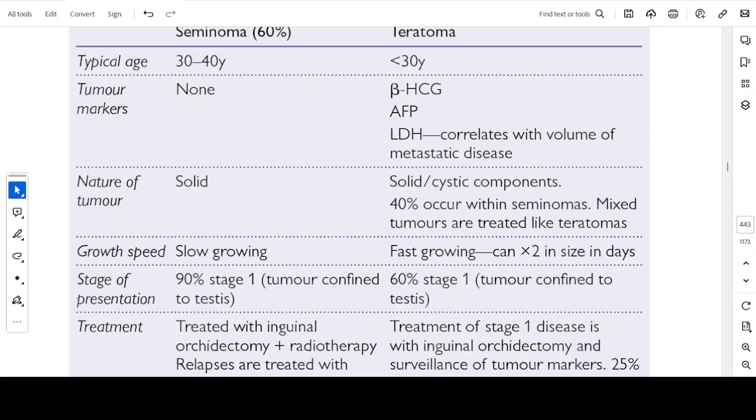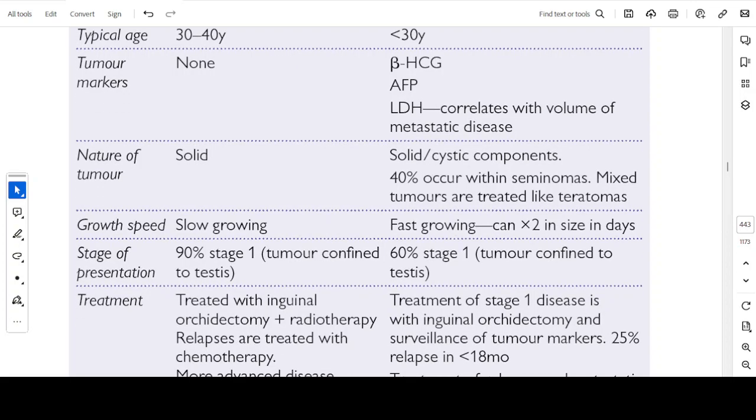Growth and speed. Slow growing tumor is seminoma, S for S: seminoma, solid, slow growing. Teratoma is a fast growing tumor, can double in size in days. Stage of presentation: 90% stage 1, tumor confined to the testis. 60% are stage 1 at presentation, tumor confined to the testis.